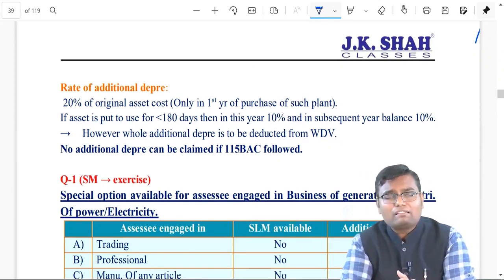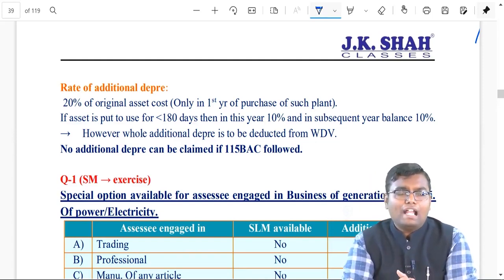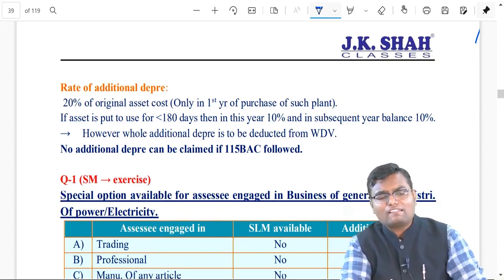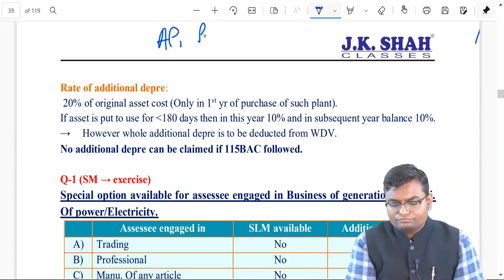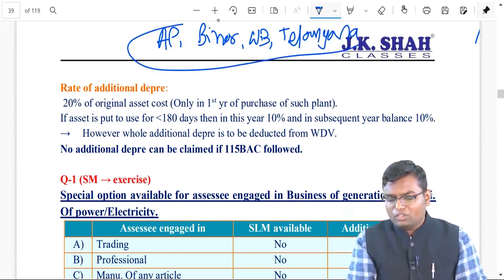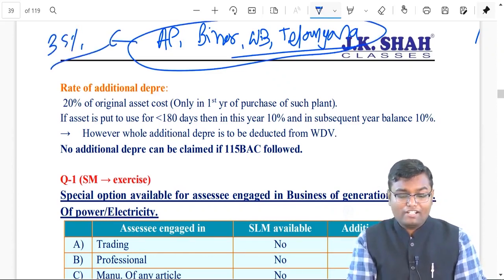However, this whole additional depreciation is to be deducted from the WDV. Now, one more point is also there which I have not written over here. If you have purchased the asset in the year 19-20 for less than 180 days in 4 backward states, that is Andhra Pradesh, Bihar, West Bengal and Telangana, then in that year the additional depreciation rate for these 4 states was 35%, not 20%.